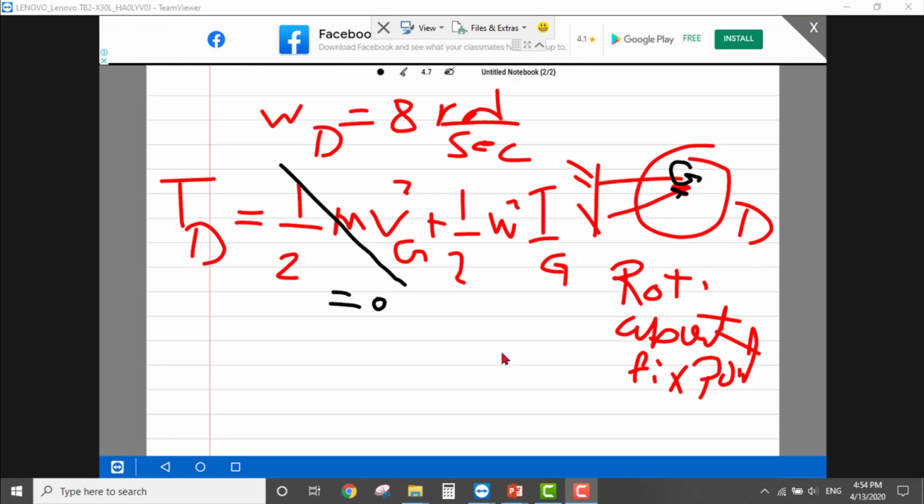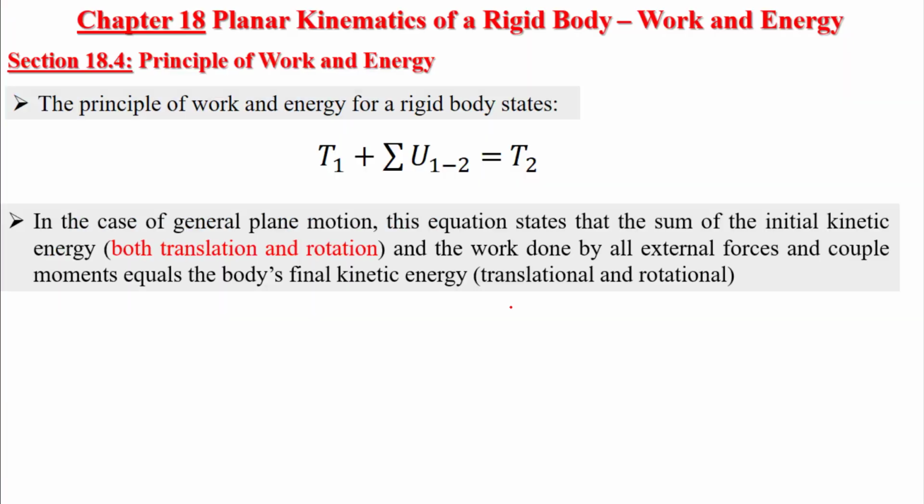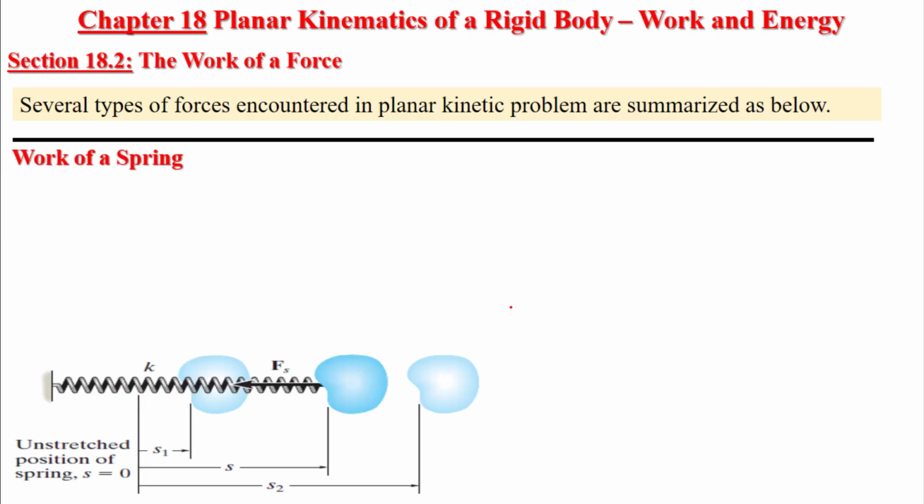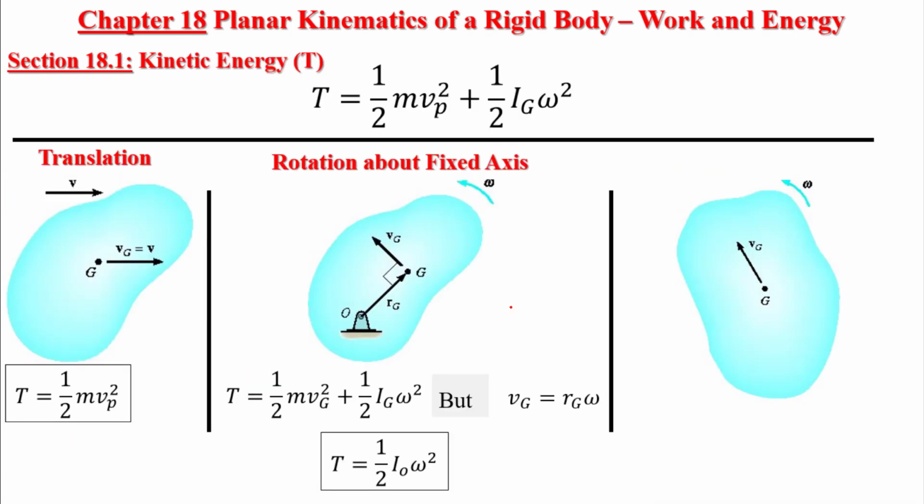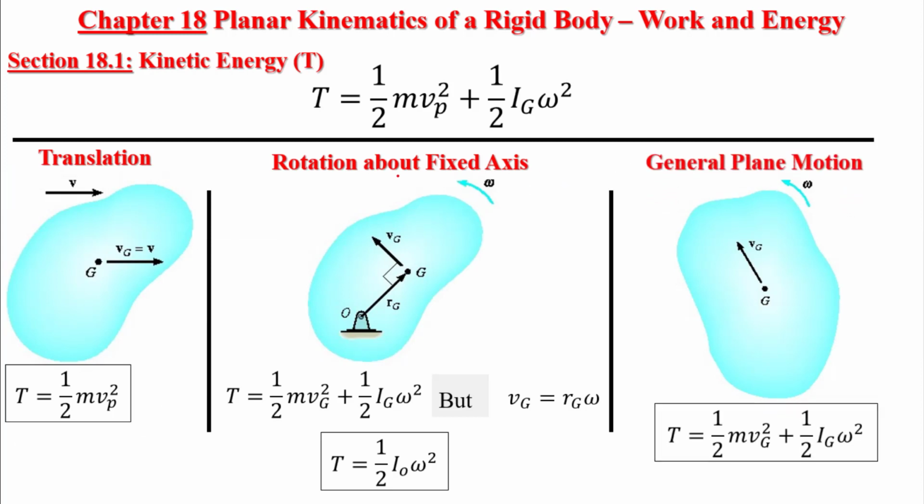Let me go to the PowerPoint and show it to you. So this section was 18.1. Remember when we talked about the three types of motion, this is translation, and here is the equation. This is the general equation, by the way. If we have a translation, then this term, as we mentioned, equals 0. If we have rotation about a fixed point, the derivation of the equation was for a rigid body fixed about a point which is not the centroid. It is O.